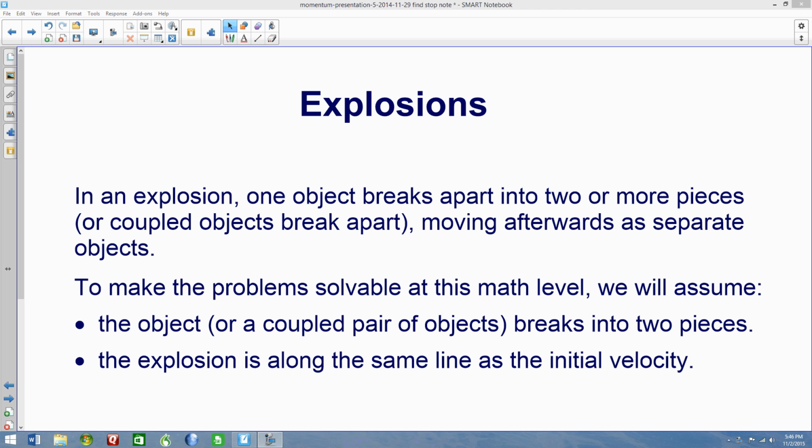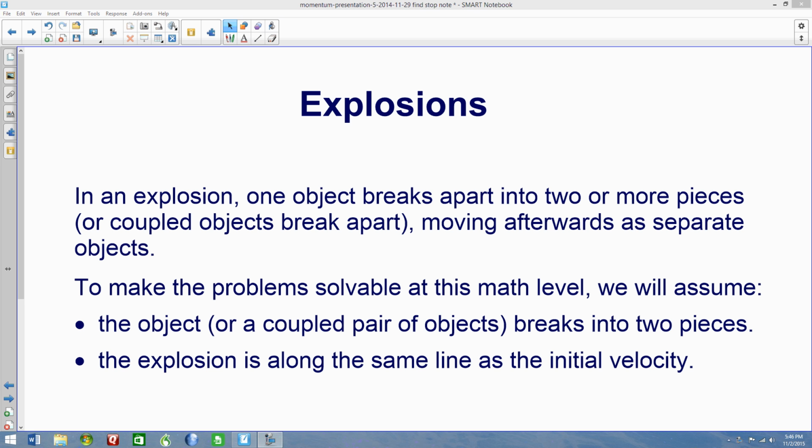This lecture is on explosions. In an explosion, one object breaks apart into two or more pieces, or coupled objects break apart, moving afterwards as separate objects. An example of this would be a plate that falls and breaks into many pieces and scatters in different directions, a rocket exploding, or somebody jumping off of a skateboard. All of those are examples of explosions.